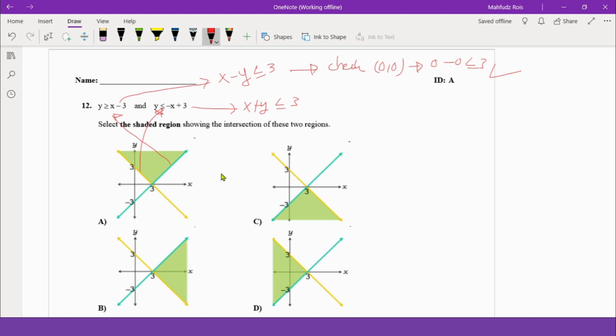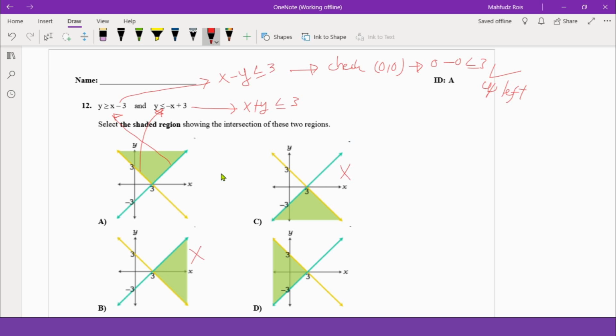So for the blue line, it will be the region to the up left. So this one should be up left, the region. Like this, right? Or like this. So this one is possible. This one no, this is wrong already. This one is also wrong already. So it's impossible if we check from blue.